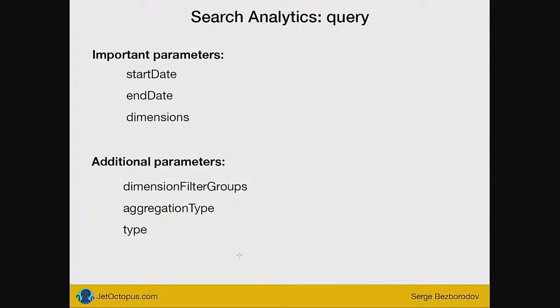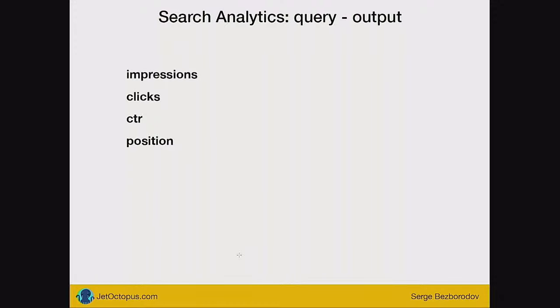If the aggregation type is by page, you will have 2 impressions, because literally it appeared 2 times on the SERP page, even simultaneously. And type is like search, Google News, etc. So what we have as the results are 4 fields that everybody knows and understands and loves, I believe.